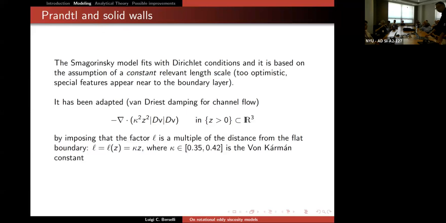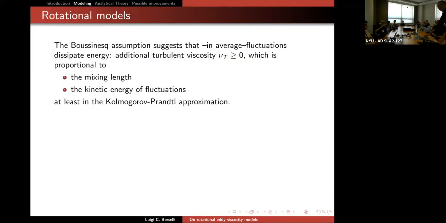Okay, so the reason is that one would like to have a quantity. So why they arrive to this problem having the distance from the boundary and the gradient velocity. The idea is that you must have something which is proportional to the mixing length and to the kinetic energy of the fluctuations, at least in some approximation.